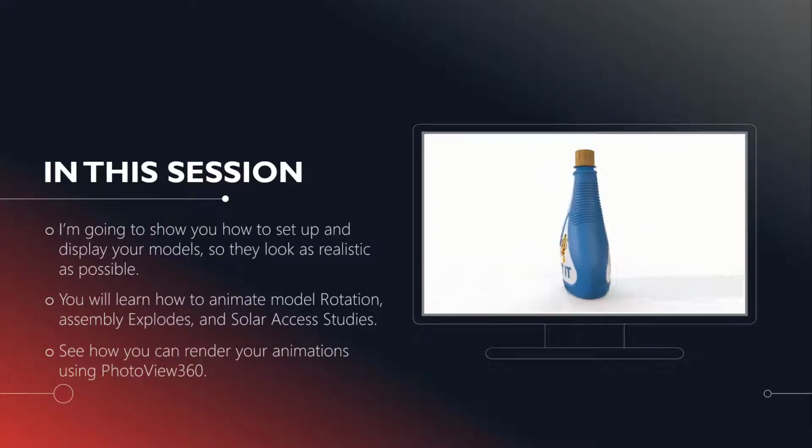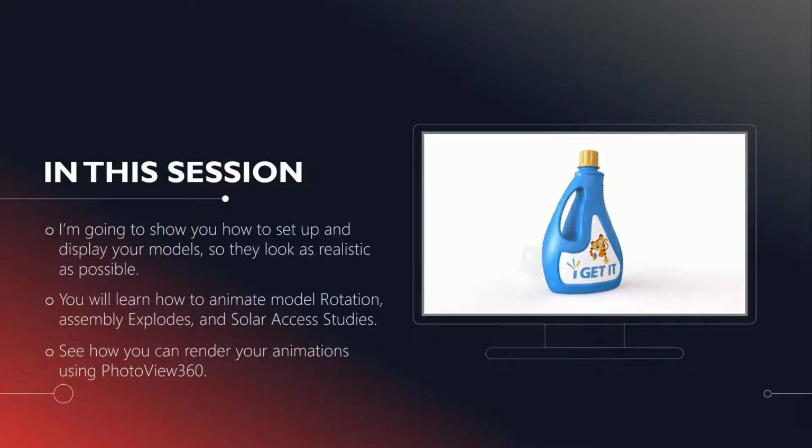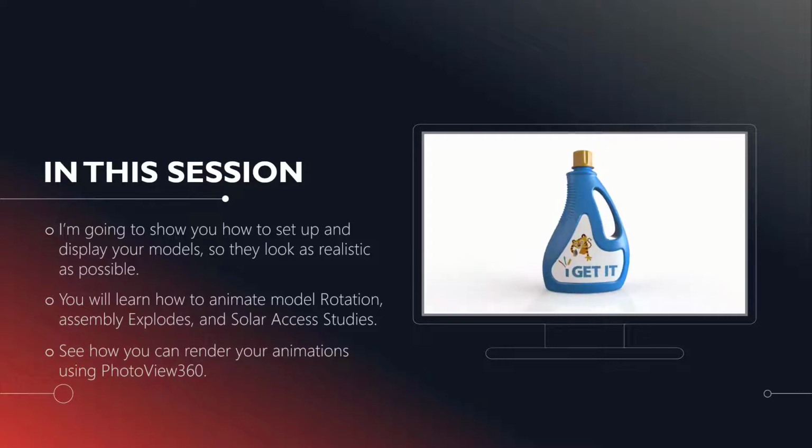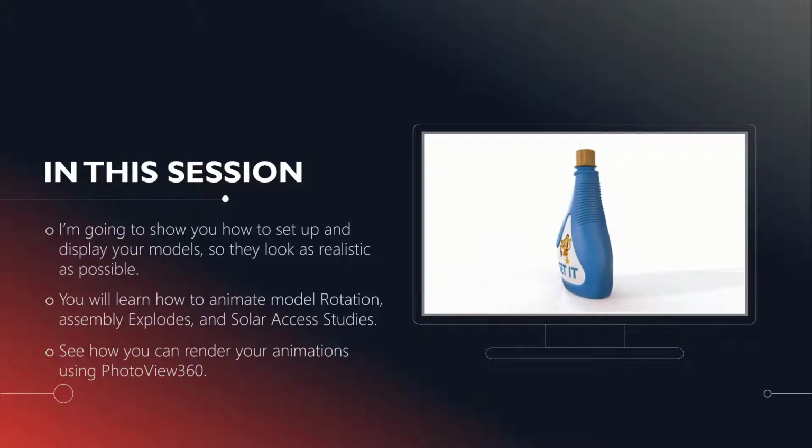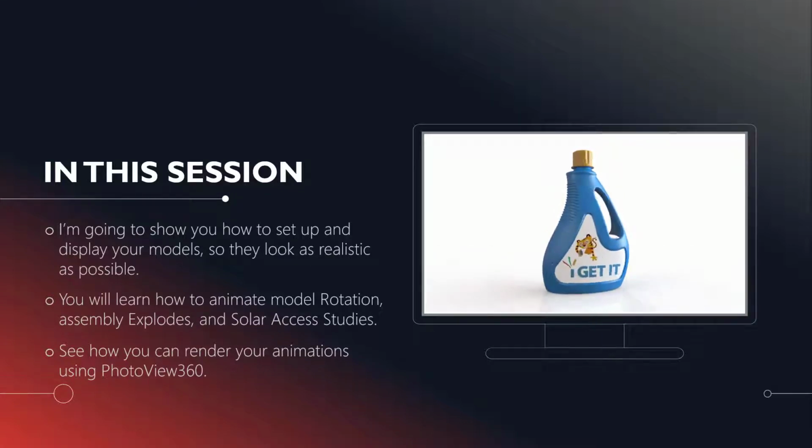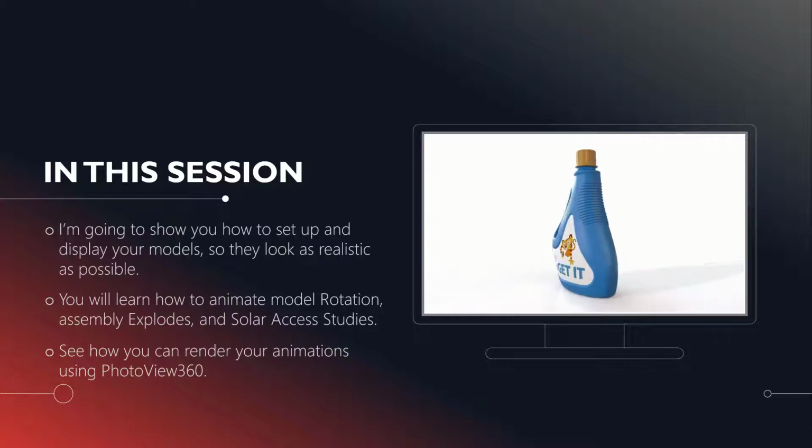And you're also going to see you can render your animations using PhotoView 360. Basically, you can save off your animations using the PhotoView renderer to save them, and it may take some time depending on the resources of your computer, but you end up with some pretty cool images. This little video I created by saving as an MP4, and then for this PowerPoint I just converted it to a GIF, so it works no problem.